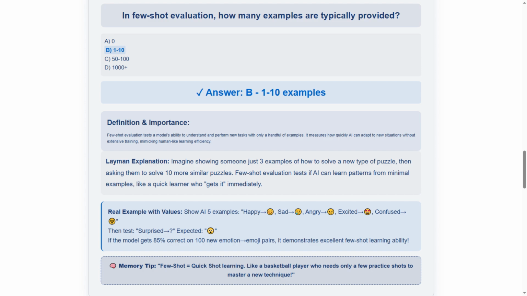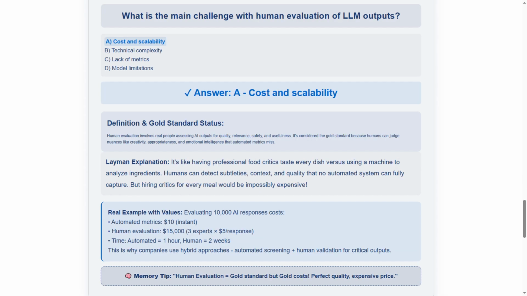Real example with values. Show AI 5 examples. Happy leads to happy emoji. Sad leads to sad emoji. Angry leads to angry emoji. Excited leads to party emoji. Confused leads to dizzy emoji. Then test. Surprised leads to what? Expected: surprise emoji. If the model gets 85% correct on 100 new emotion-to-emoji pairs, it demonstrates excellent few-shot learning ability. Quick learning, high accuracy. Remember, few-shot equals quick-shot learning. Like a basketball player who needs only a few practice shots to master a new technique. Think quick mastery.